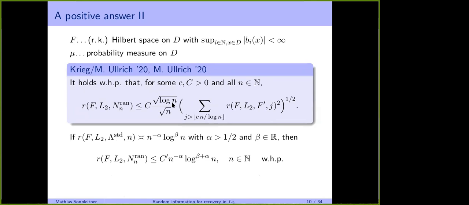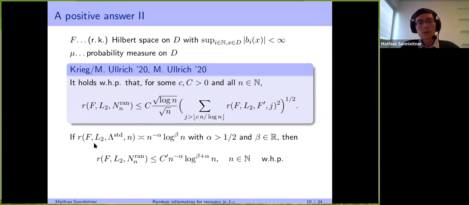from such a bound. Namely, if the nth minimal radius of standard information behaves like n to the minus alpha times log to the beta with alpha greater than 1/2 and some beta in the reals, then this bound yields that the radius of random standard information is bounded by n to the minus alpha times log to the beta plus alpha. So here we lose a log to the alpha.